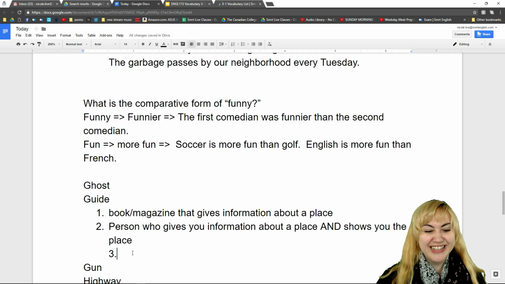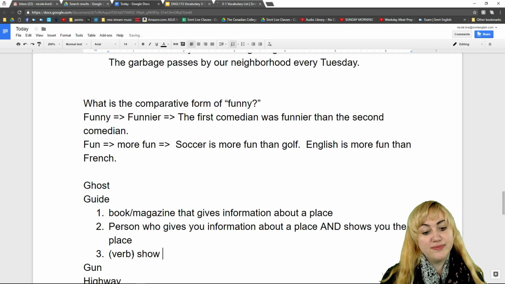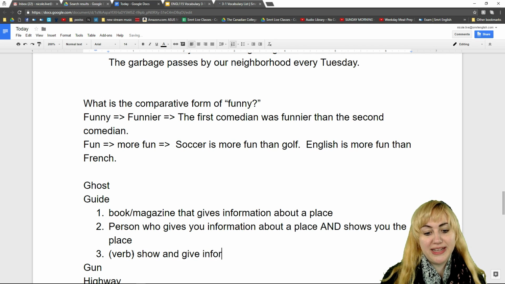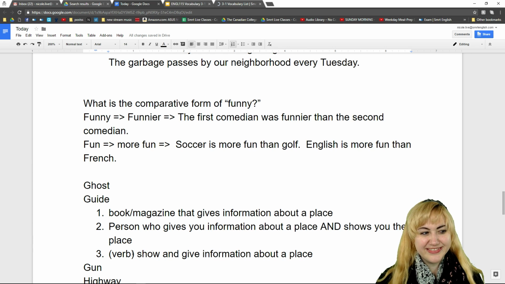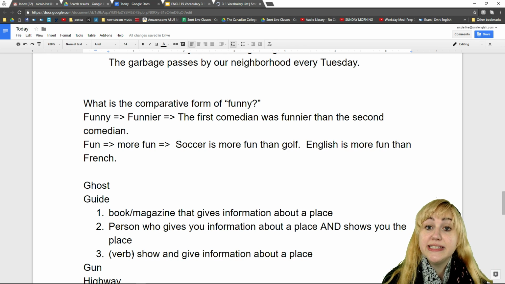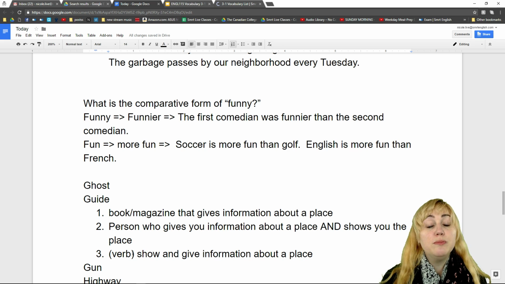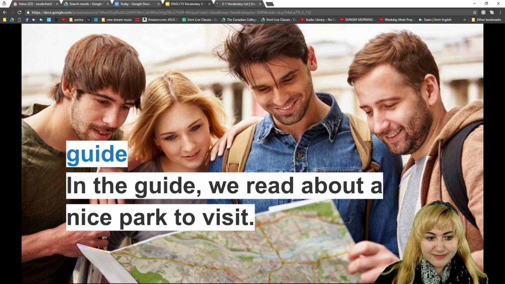Also, it can be a verb. If it's a verb, it means to show and give information about a place. So a tour guide will guide you. Does that make sense? So there's 3 different meanings for the word guide, but they're all very similar. All 3 meanings give you more information about a place. All right, let's do a couple more words.